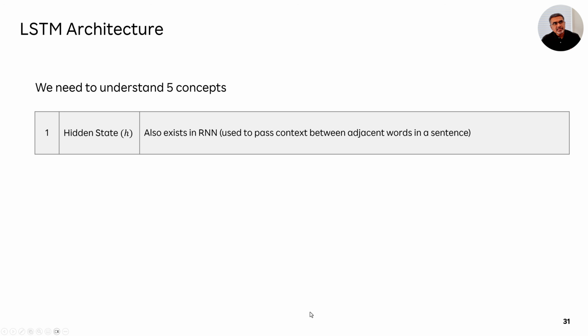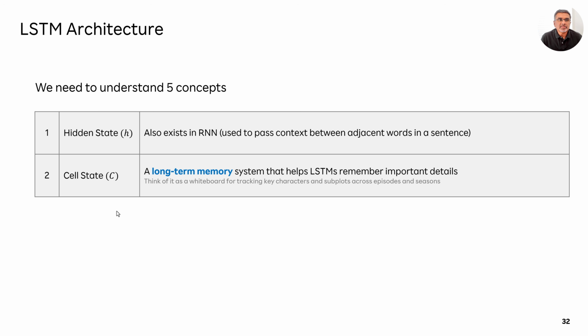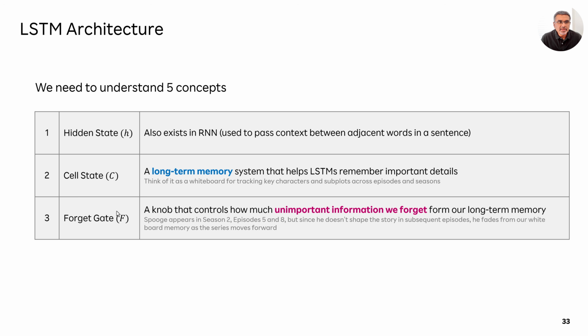Okay. So in order to understand LSTM, we actually have to understand five concepts. One is the hidden state. This hidden state also exists in an RNN, and this is the one that passes the context between adjacent words in a sentence. To that, we are adding this new concept called the cell state, which is a long-term memory. So think about this as a whiteboard that is tracking key characters or key subplots across multiple episodes and seasons and so on. Then you'll need to have the gates.